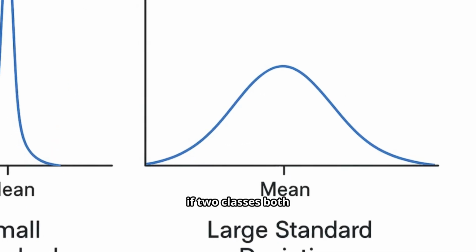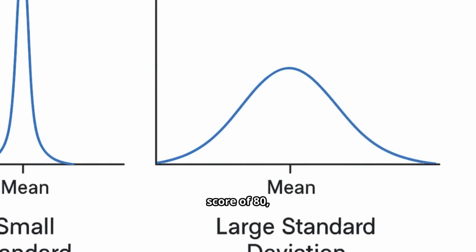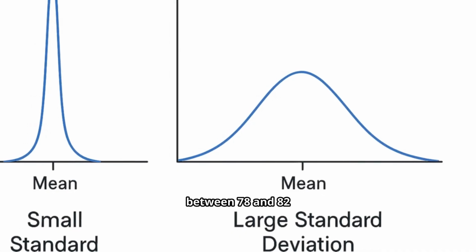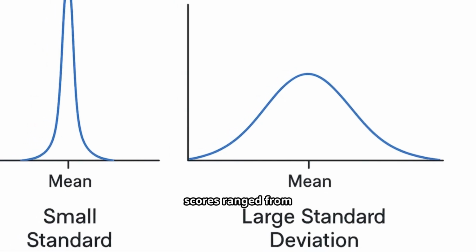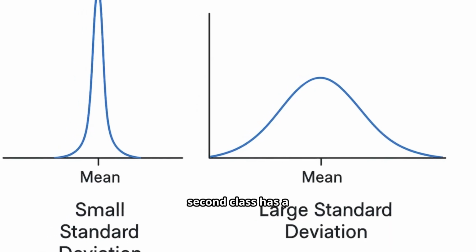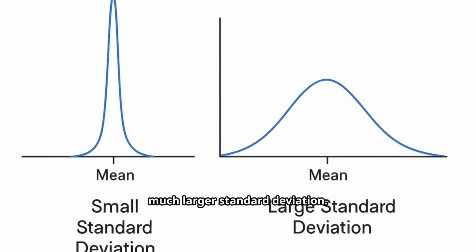For example, if two classes both have an average score of 80, but in one class, everyone scored between 78 and 82, while in the other scores ranged from 50 to 100, the means are the same. But the second class has a much larger standard deviation.